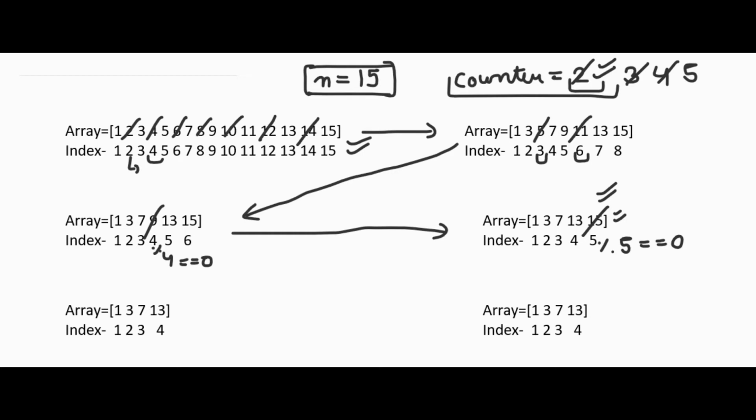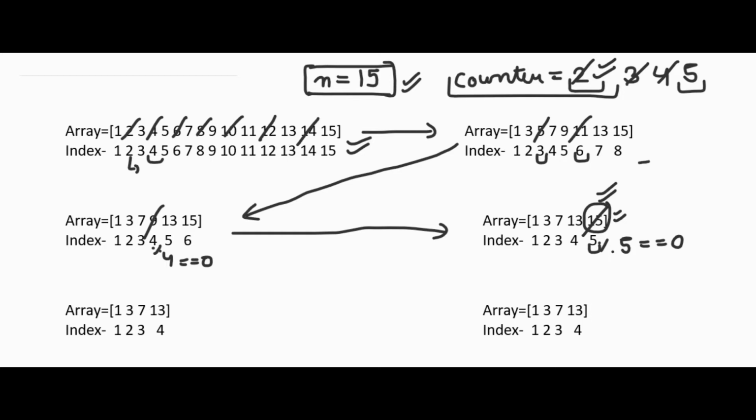If we need to find whether a number is lucky or not, and its index is divisible by the counter value at that iteration, that means it will get deleted and it is not a lucky number.